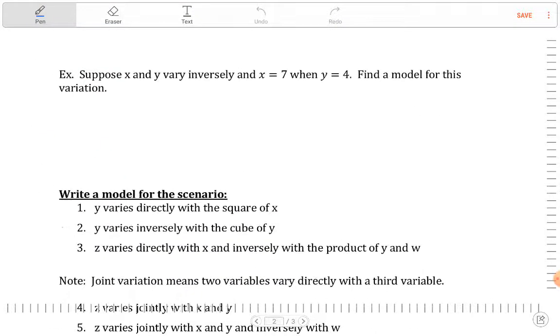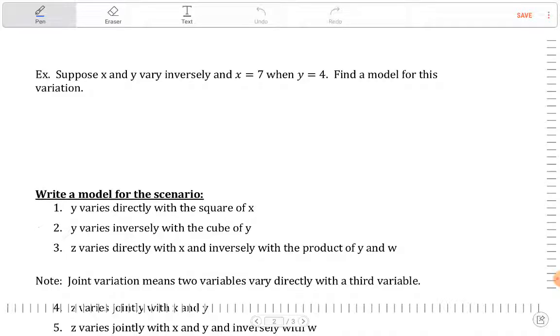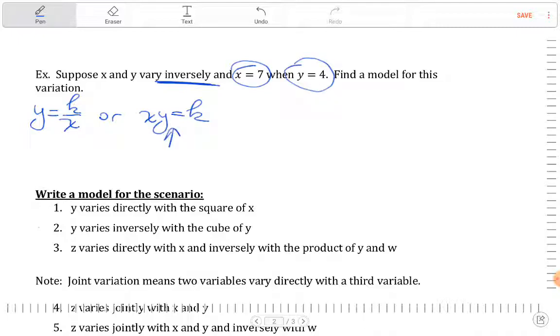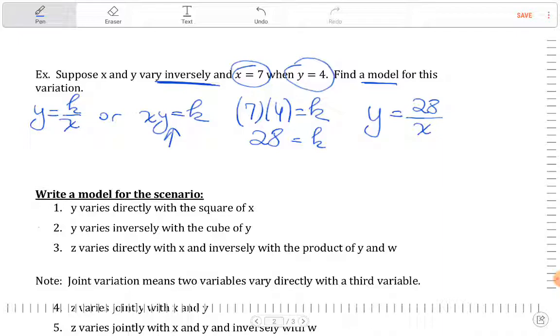Let's look at another example like this. So x and y vary inversely, which means I know it is either the division by x or the form xy equals k. I have x and y given, so I'm going to use this version again. 7 times 4 equals k. K equals 28. Put it into the form to write the model. Y equals 28 over x. Here we go.